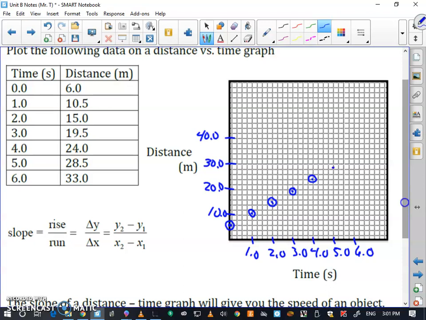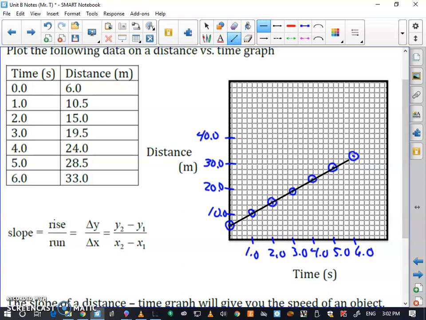Right there. And 6 at 33. Now sometimes it's nice to do a double check to make sure that they're all just right above those divisions that I set up. And now a line of best fit is kind of essential here, right?